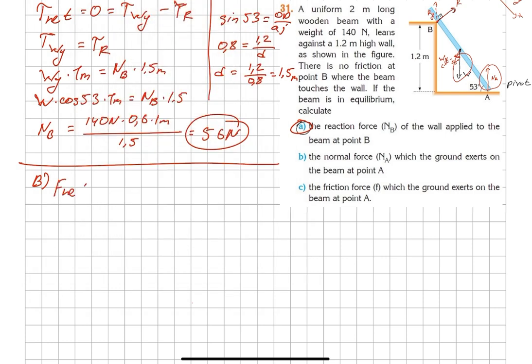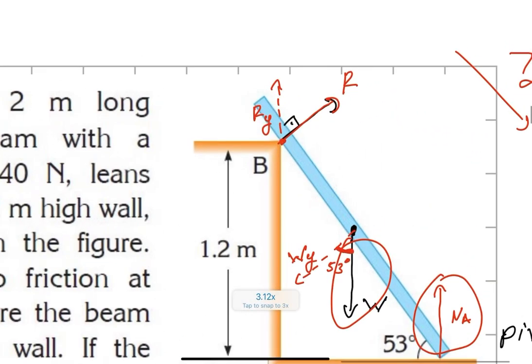So F net is equal to 0, which is equal to the sum of them: NB plus NA minus the weight of the object, and that's it. That means NA will be equal to weight minus NB. We know the value of the weight, but we don't know the value of NB. NB is this one.